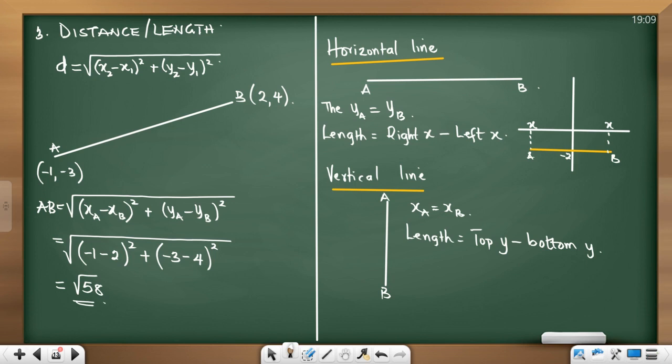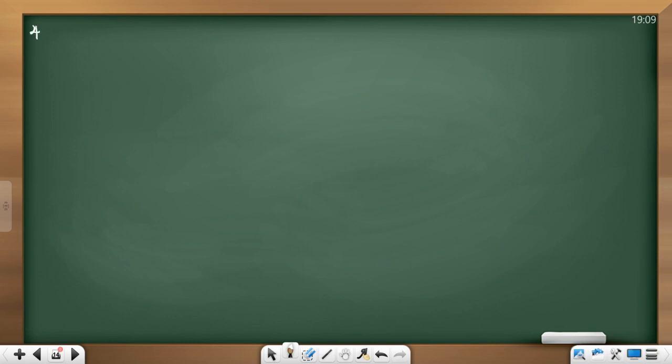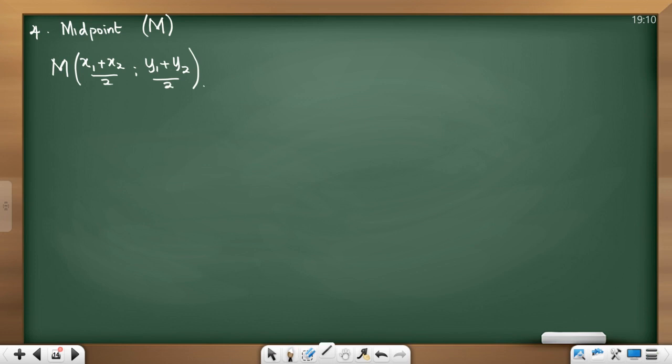We must know them. Number four, midpoint. And this is also M, but please take note, it's a capital M. And here's your formula. It's basically the halfway, x1 plus x2 over 2, y1 plus y2 over 2. Please take note of these keywords that we are using, because we are going to need them when I round up the whole session. Lovely. M, capital M, x1 plus x2, y1 plus y2 over 2.